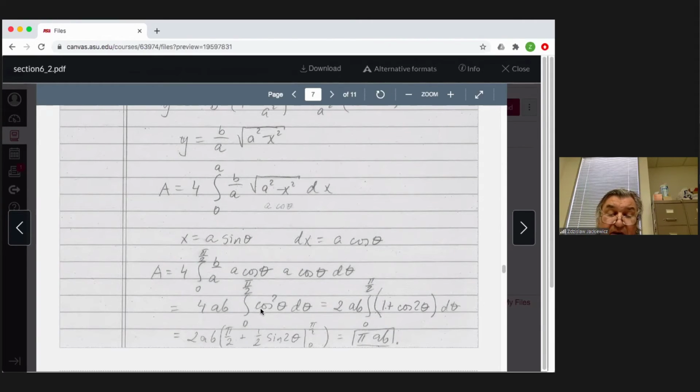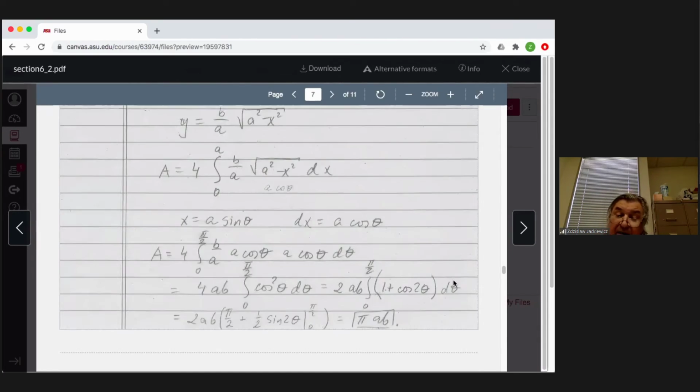You factor out all the constants, and what's under the integral is cosine squared. So of course we use the power reduction formula: cosine squared theta is one half times 1 plus cosine 2 theta. So one half and 4 gives you 2, so that it's 2ab. Then if you integrate this, you get pi over 2. When you integrate the cosine 2 theta, you get one half sine 2 theta, and when you substitute, you get 0. And the answer is pi ab.